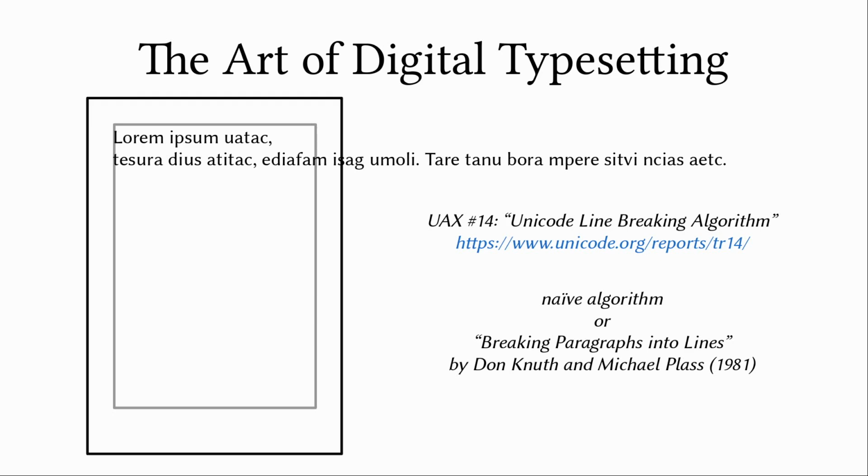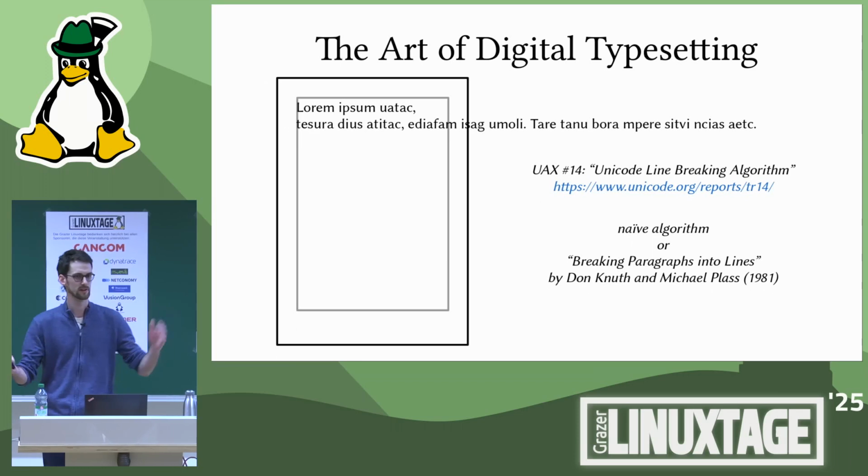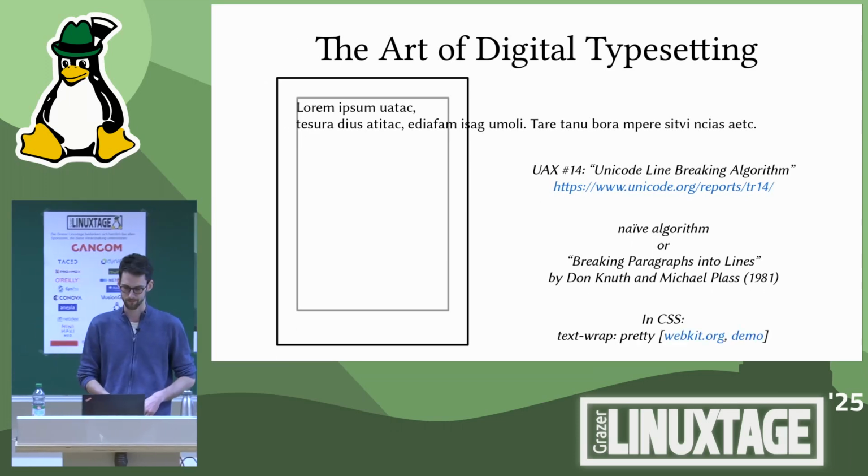There are different strategies. Most importantly, there is a paper called Breaking Paragraphs into Lines from 1981, which is a dynamic programming algorithm by Don Knuth and Michael Plass. And it considers the entire paragraph. It just wants to have really beautifully aligned text. So it's not about exceeding one line and then continuing, but considering the entire paragraph. All right.